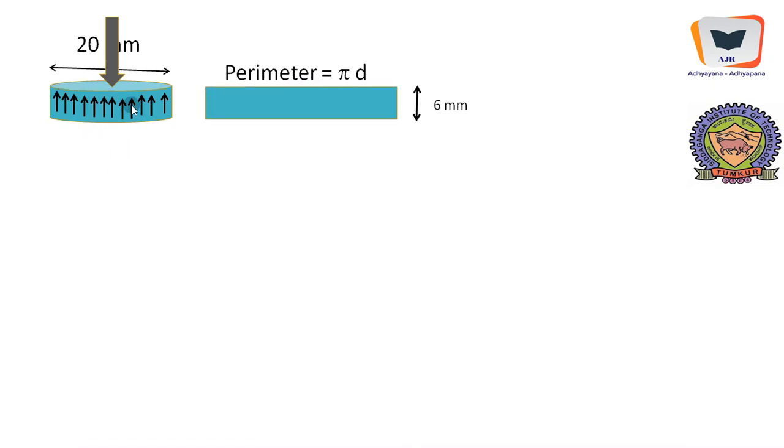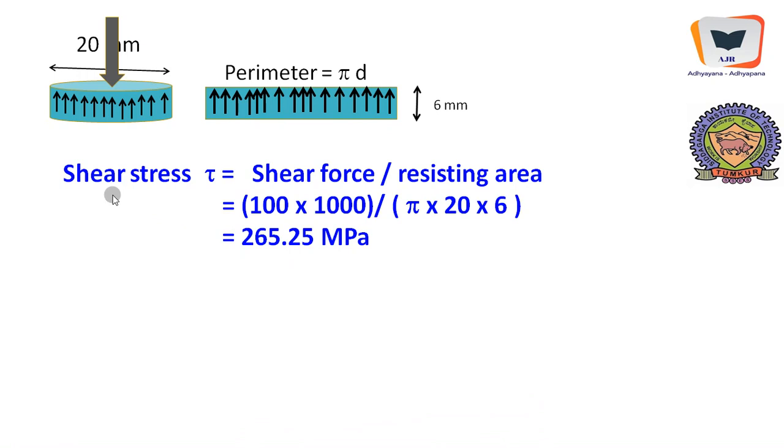So if we stretch out this perimeter, it acts along the perimeter or the periphery of this particular disc, and if you stretch out this, the length of this periphery happens to be pi d, and the thickness is 6 millimeter. Therefore if you unfold this disc, the surface area happens to be rectangular in nature, and if you fold it, it becomes a circle. This is the development of a periphery. Pi d into 6. So this is the resisting area over which the shear stress is developed, and we will apply this.